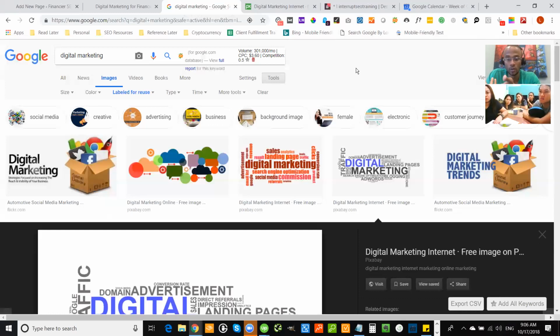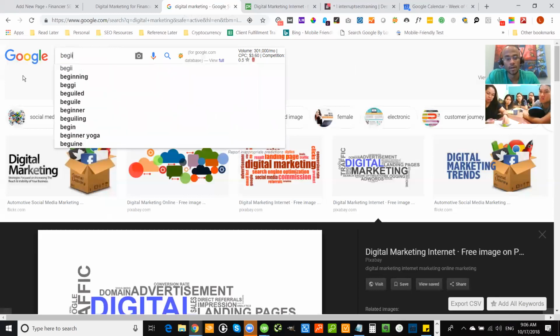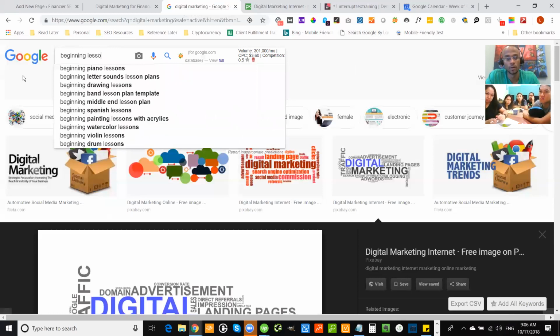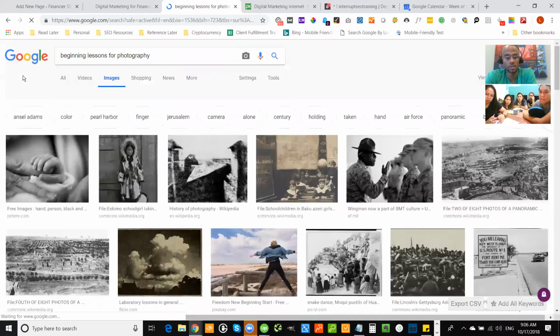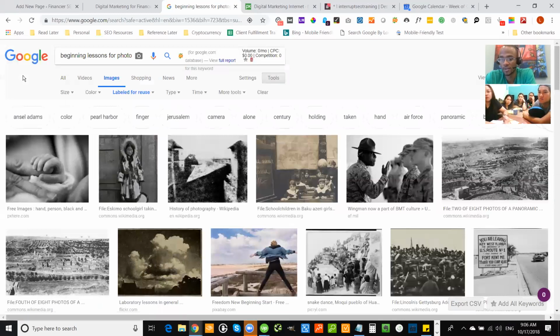Also, if someone was doing a Google image search, so let's say the keyword we were talking about was beginning lessons for photography, right? So if someone did this search, you can see these are the type of things that are coming up. And so someone might skip the regular Google search altogether and go straight to Google image search. That happens all the time. And that alt tag, again, will help your image show up well here.